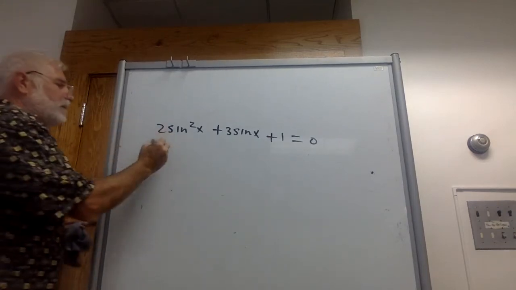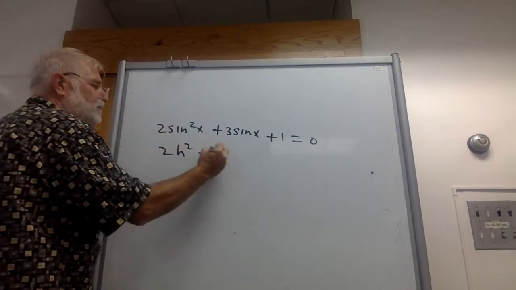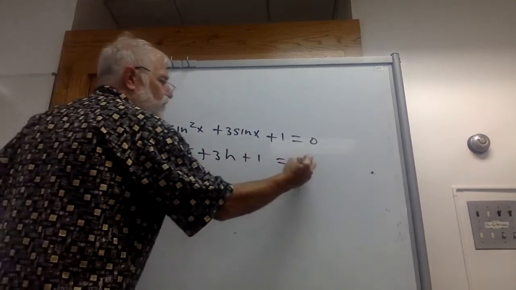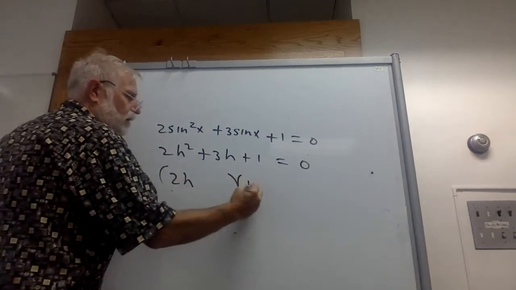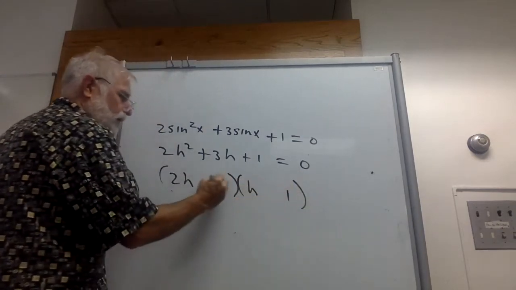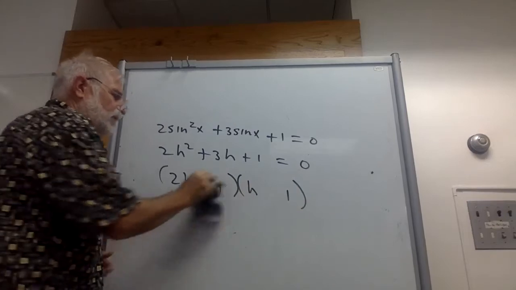So I'm hoping that you think of this as 2h squared plus 3h plus 1 equals 0. Solve that first. All right, so what do we got? We got a 2h and an h. We got a 1 and a 1. Now, that's easy enough. Plus 1 plus 1.